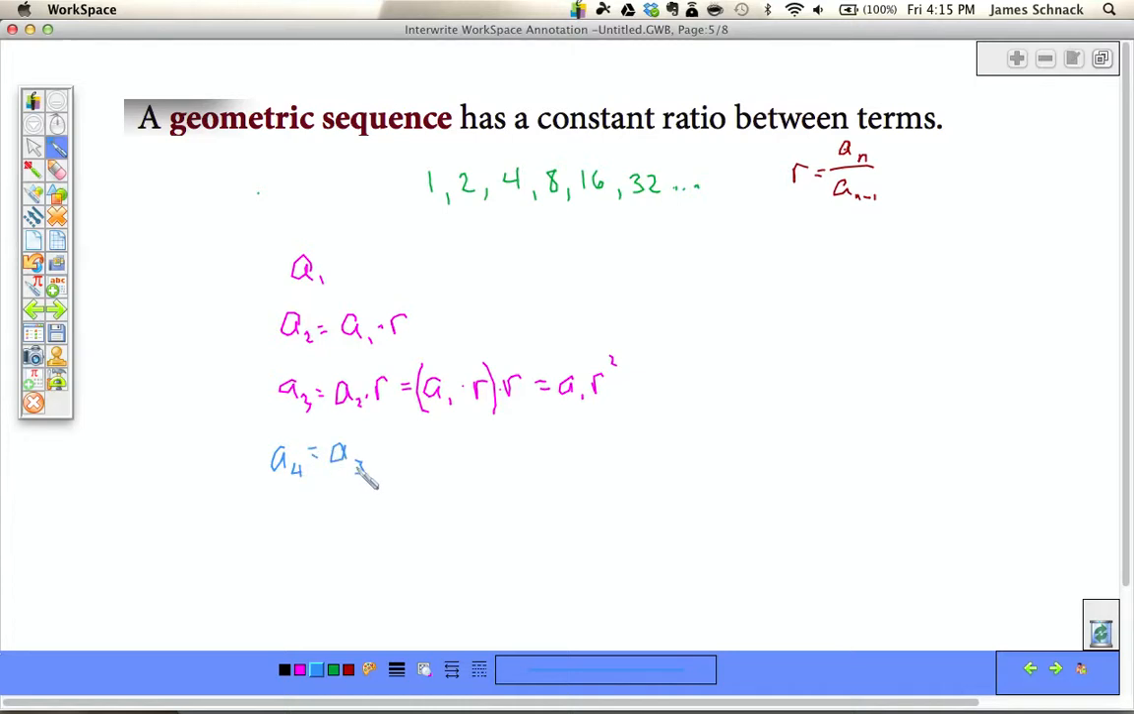a4 will be a3 times the common ratio. Well, a3 was a1 r squared, times this other r right here. a4 is the first term times the common ratio cubed. Are we seeing a pattern yet, ladies and gentlemen? Well, if you're not, let me clarify for you. an is going to be the first term times the common ratio to the n minus 1 power. Fourth term, common ratio to the third. Third term, common ratio squared. Second term, common ratio to the first. Here is our nice, beautiful geometric sequence rule.